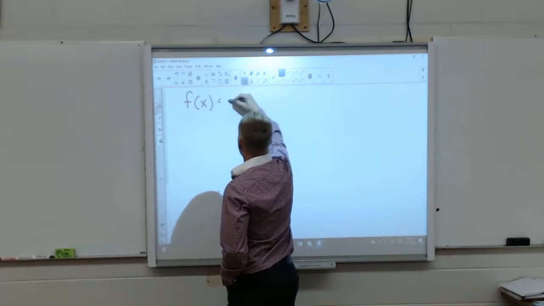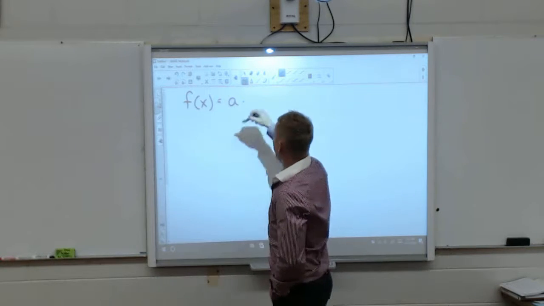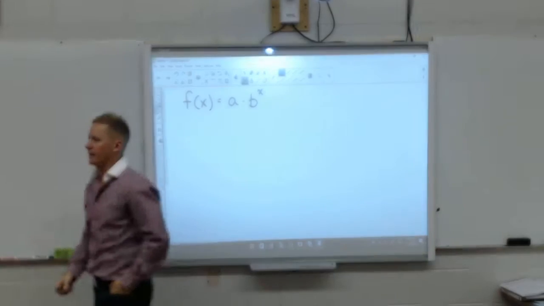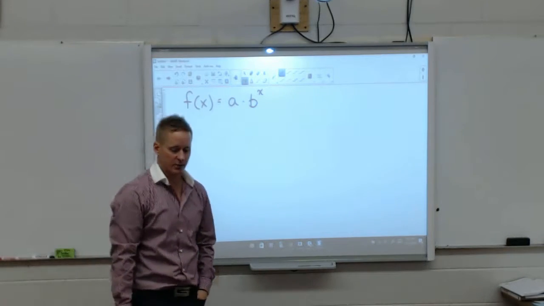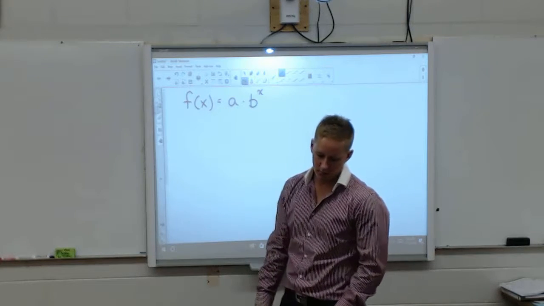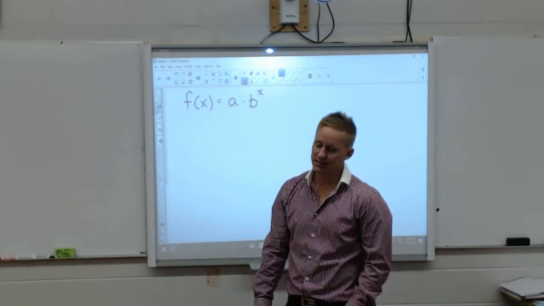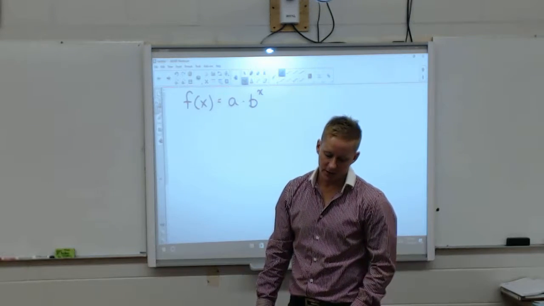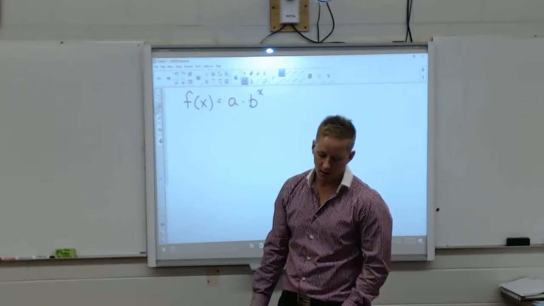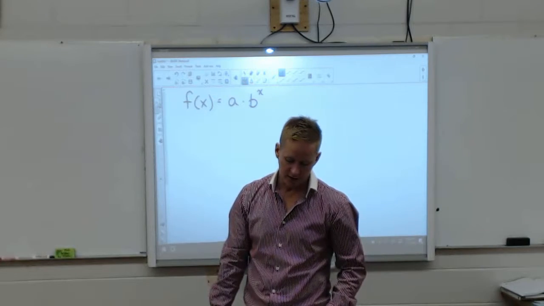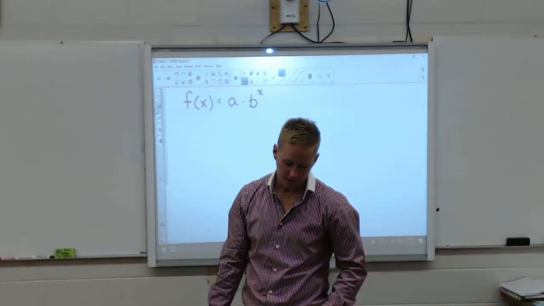f of x is equal to a times b to the x. You have a base, and the exponent has to have the x value in it. So this is what we consider an exponential function. A cannot equal 0. B has to be greater than 0, and b cannot equal 1. The graph of an exponential function can have two different shapes as shown. All exponential functions in the form f of x equals a b to the x, where a is greater than 0, b is greater than 0, b does not equal 1, have the following characteristics.